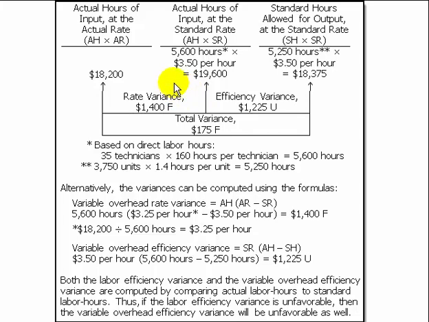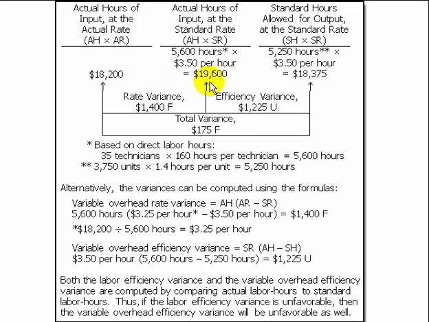Now all this is the same approach. Well, now that we know that the 3.50 is what we need in the middle, we move it over here, but we have to compute what the actual hours were. Well, how do we do that? We knew that there was 35 technicians times 160 hours per technician. So this is also a calculation we've seen before. 5,600 hours. And the reason why we're using labor hours is because they apply overhead based on labor hours. 5,600 times 3.50 gives me 19,600.